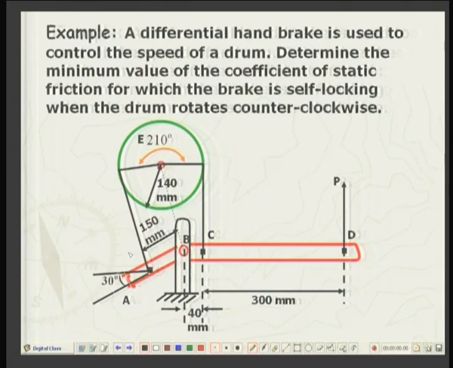So, the example reads: a differential handbrake is used to control the speed of a drum. Determine the minimum value of the coefficient of static friction for which the brake is self-locking. That is, we do not have to apply any external force when the drum rotates counterclockwise. Okay? So, the drum is rotating counterclockwise. Well, this system is shown over here, various dimensions are given.